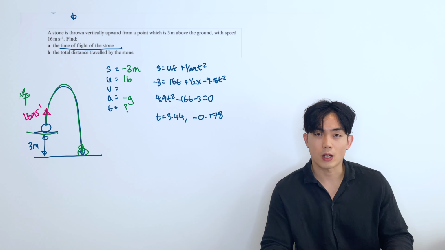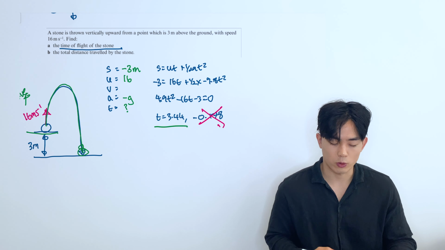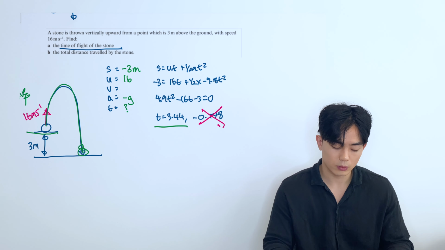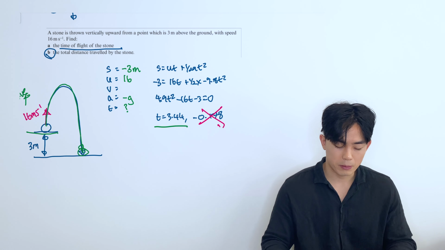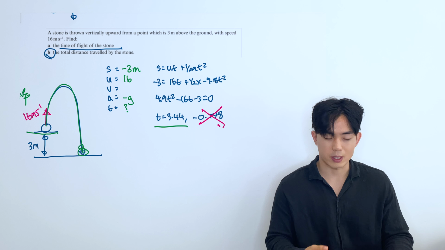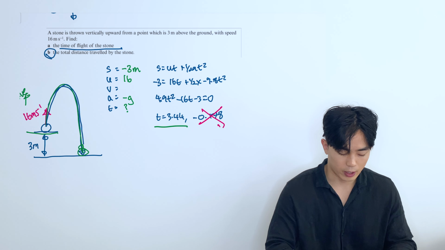Once again, time can't be a negative answer, so it can't be this value here. So the time taken for the flight will be 3.44 seconds. B, the total distance traveled by the stone. So that means it's no longer displacement, the displacement is negative 3. The total distance will be the distance going up and then coming back down again, okay?